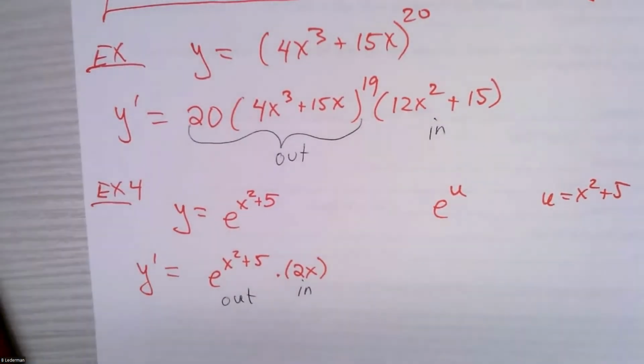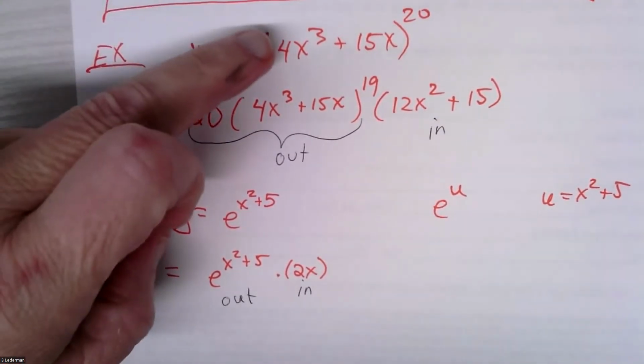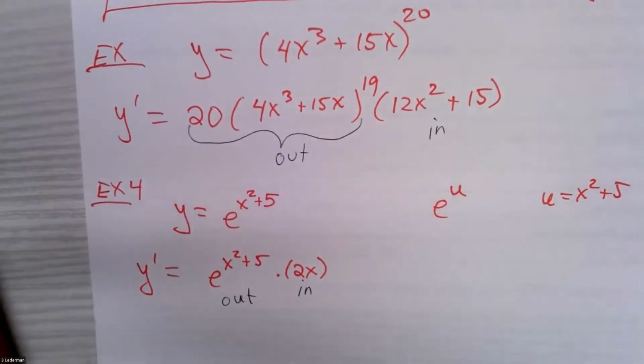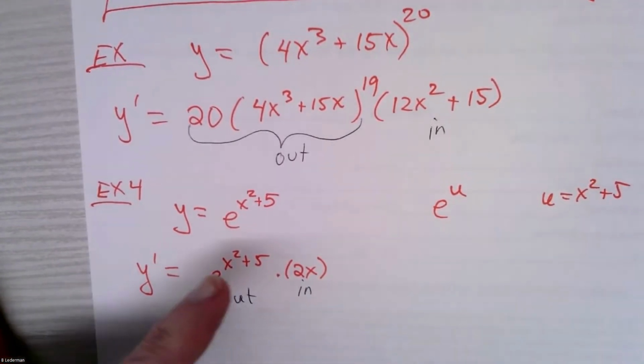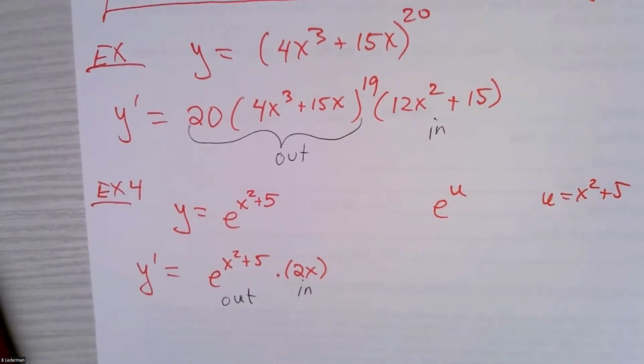And by the way, I just want to point out, in this top problem here, we could have multiplied the whole thing out and done power rule. It would have been a real massive pain, but we could have done it. But this one, I can't multiply this out. It's an exponential function. E is an irrational number, so the chain rule will really save the day in a major way.